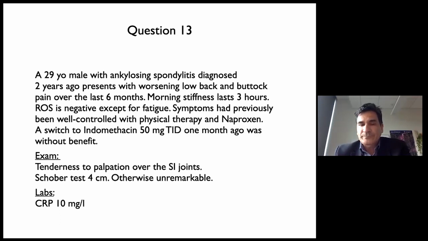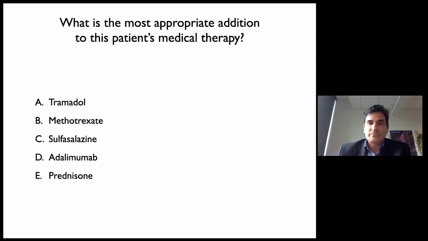On exam, there is tenderness to palpation over the SI joints. The Schober test is 4 centimeters. The exam is otherwise unremarkable. The serum CRP is 10 milligrams per liter. The question is, what is the most appropriate addition to this patient's medical therapy? A, tramadol, B, methotrexate, C, sulfasalazine, D, adalimumab, or E, prednisone.